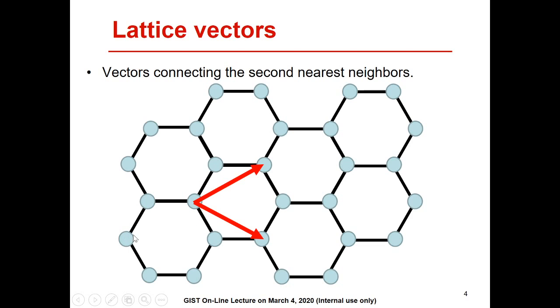Instead, we can find that the vectors connecting the second nearest neighbors are the lattice vectors. When we move along these vectors, the lattice point is always found. Of course, you can notice that there are missing atoms. For example, this atom is not located at the lattice point.